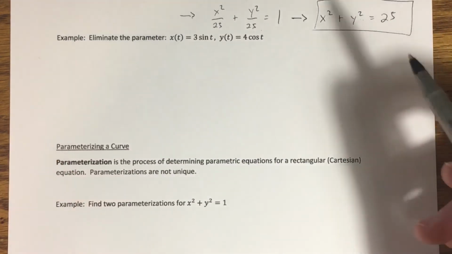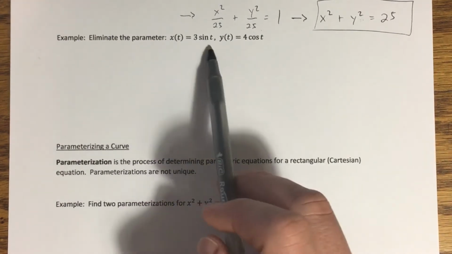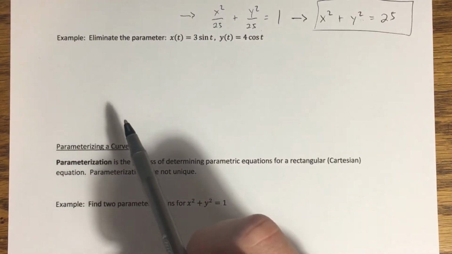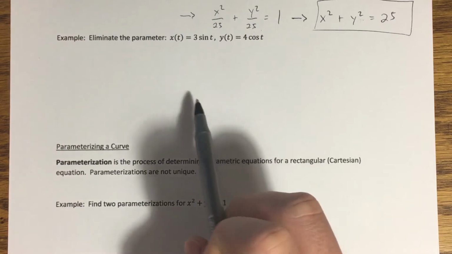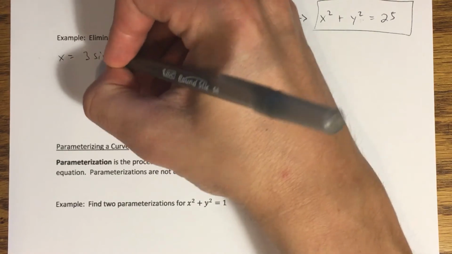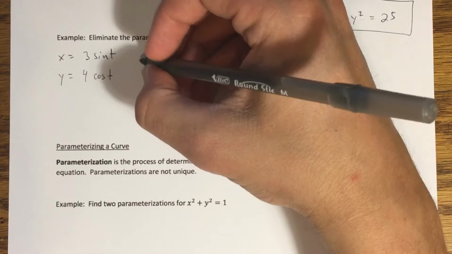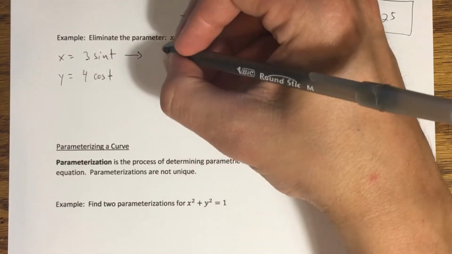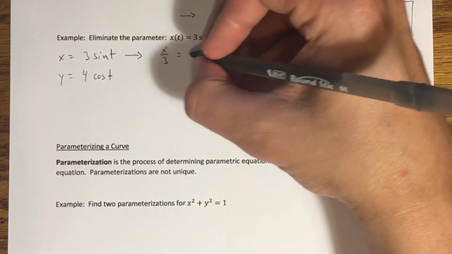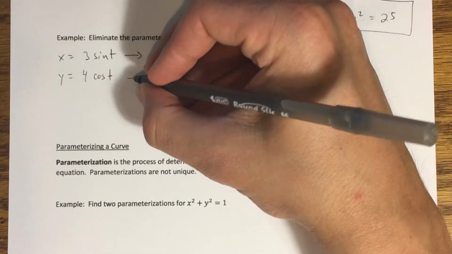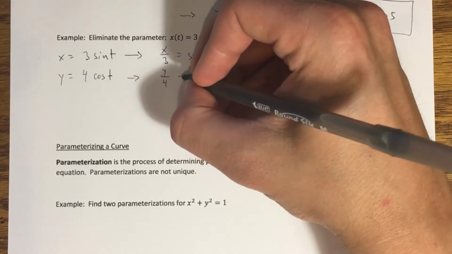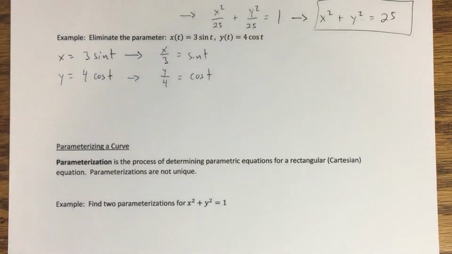All right, very similar looking parametric equations. I want to eliminate the parameter in this pair of parametric equations. So we're going to start this the exact same way. X is equal to 3 sine of t. Y is equal to 4 cosine of t. Notice this is the same thing as saying x over 3 equals sine of t, and y over 4 equals cosine of t. So again, the goal was not to isolate t in this case, it was to isolate the sine of t and the cosine of t.